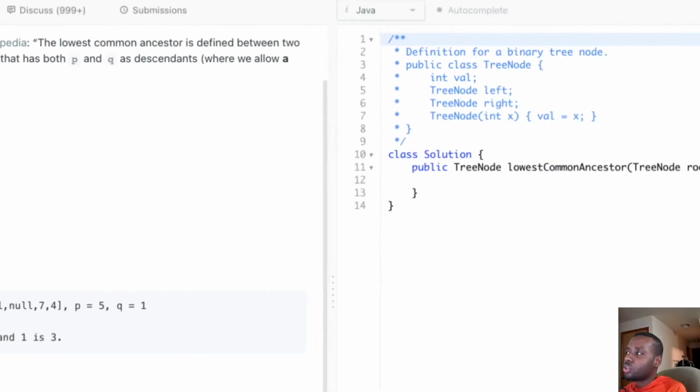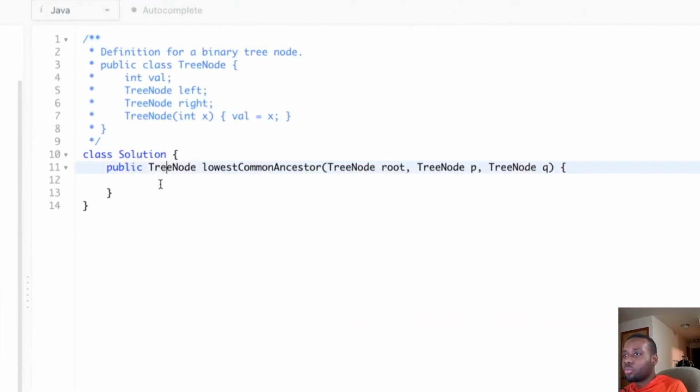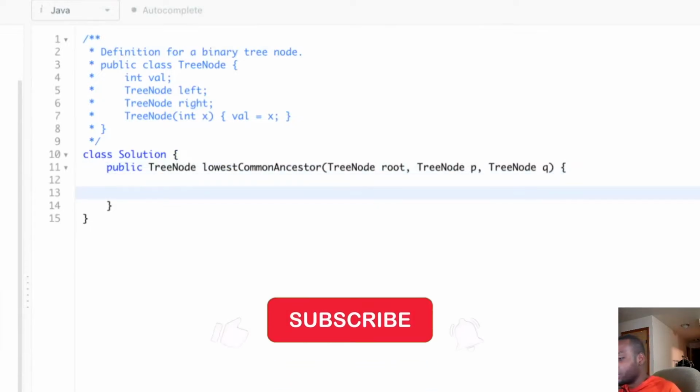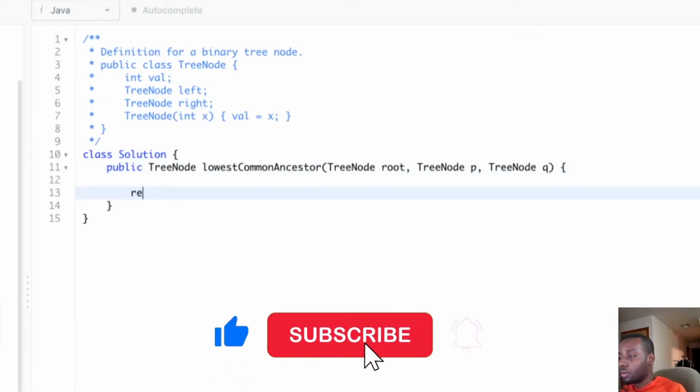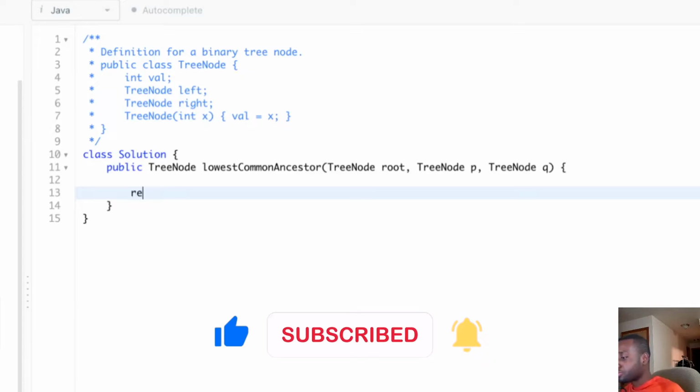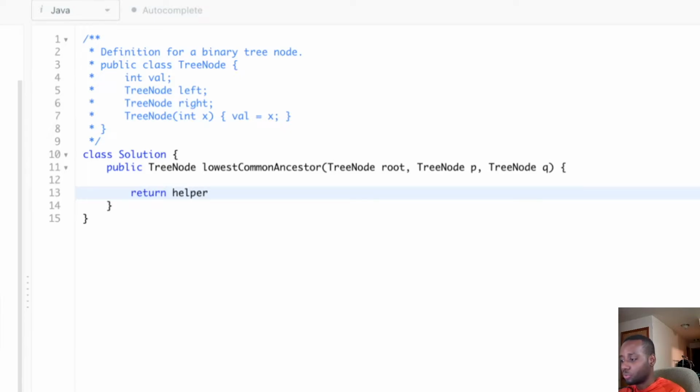So let's go ahead with the implementation, guys. Hopefully it was kind of intuitive and you were able to understand what I'm talking about. It's gonna be very, very intuitive at the implementation. We're gonna be using a helper function to help us do the traversal of the tree. So we're gonna pass in the root, we're gonna pass in P, and we're gonna pass in Q, guys.